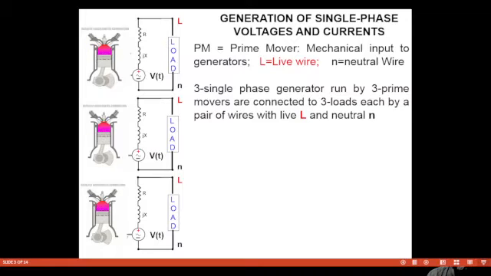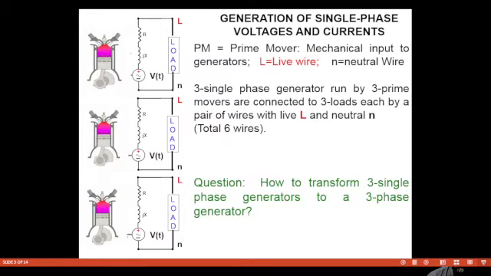Now, the three single-phase generators run by three prime movers are connected to three loads, each by a pair of wires, L and neutral. The total is 6 wires used in this case. Now, the question is how to transform the three single-phase generators into a single three-phase generator.